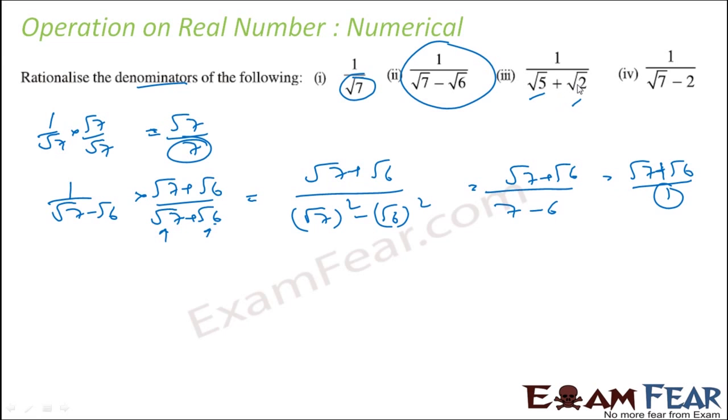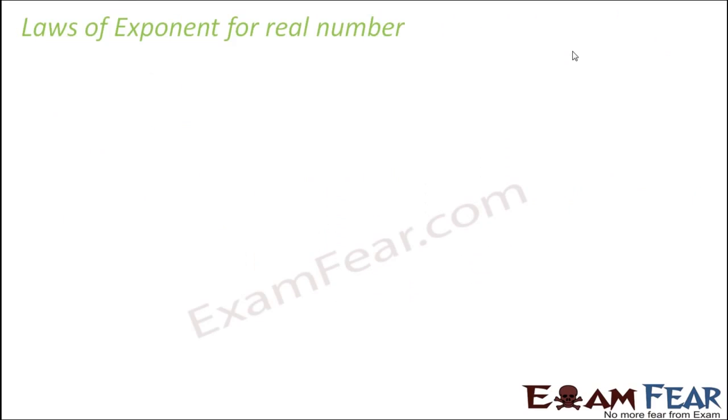Same thing you can do here. You can multiply and divide by root 5 minus root 2, and here also you can multiply and divide by root 7 plus 2. So the answer for this you will get is (root 5 minus root 2) by 3. Here you get (root 7 plus 2) by 7 minus 4, that is 3. This is 5 minus 2, which is 3. This is the answer you get. You can try that.